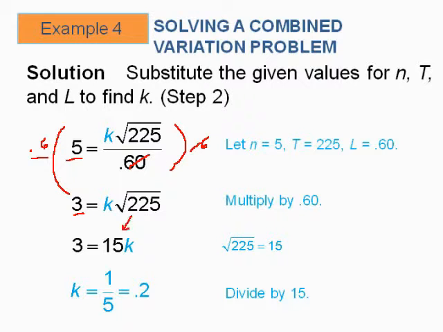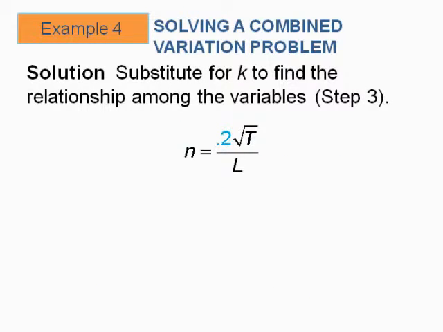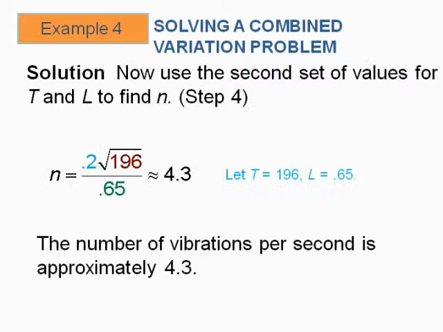Now the square root of 225 is a nice square root. It's 15, so 15K equals 3. Divide both sides by 15. And K is 1/5, which in this case we might want to change to 0.2 just to make it a little bit easier when we plug it back in our model. So substitute for K, and we get the new model is N equals 0.2 times the square root of T over L, the tension and length and so forth.